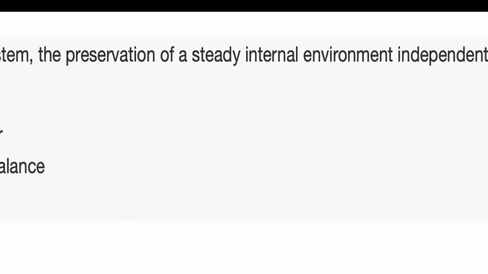Moving on to the 14th question. In a biological system, the preservation of a steady internal environment independent of external variables is called dashed. Reading the question again: in a biological system, the preservation of steady internal environment independent of external variables is called dashed. Option A, homeostasis. Option B, control center. Option C, systemic imbalance. Option D, stimuli.